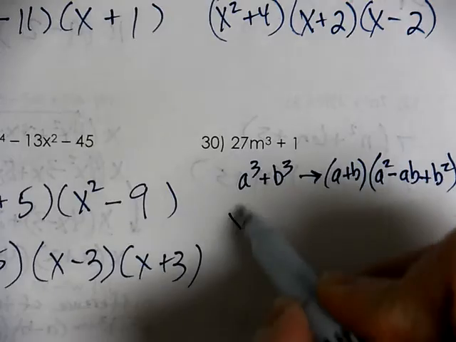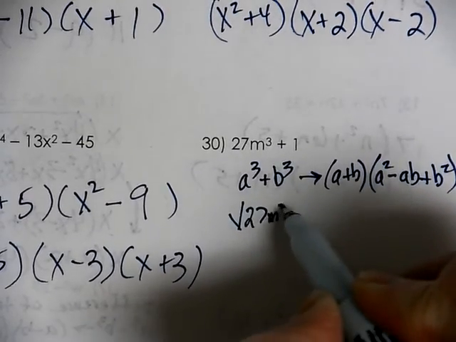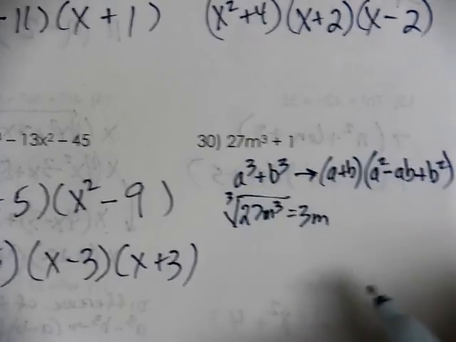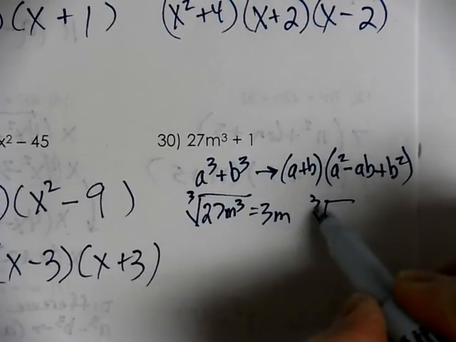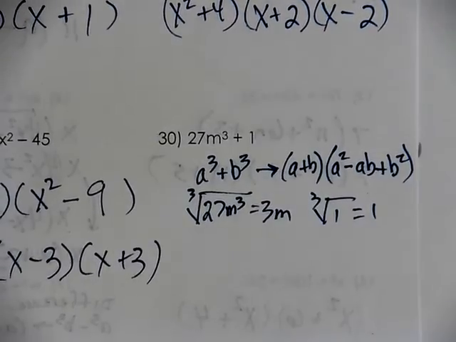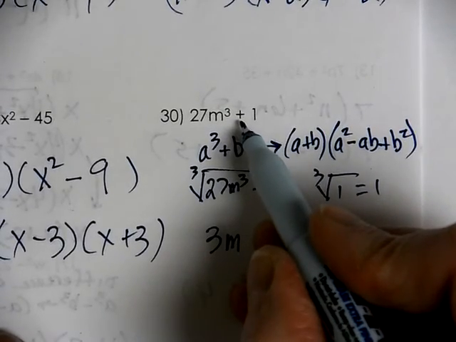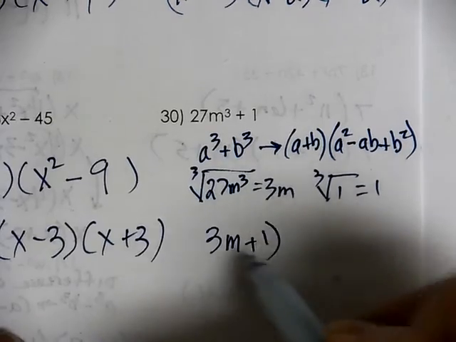So we're going to take the cube root of 27m cubed. That's going to give us 3m. And the cube root of 1 is just 1. So we have 3m, use that sign right there, which is a plus 1.